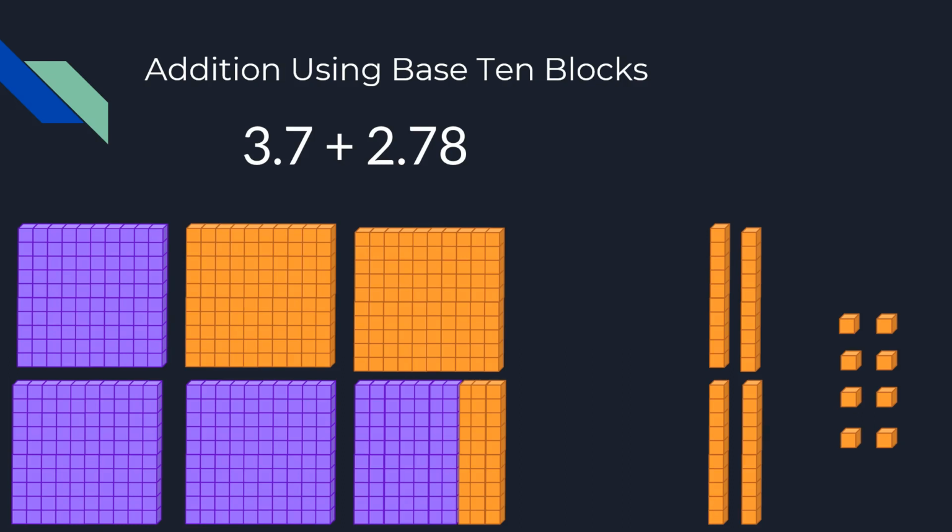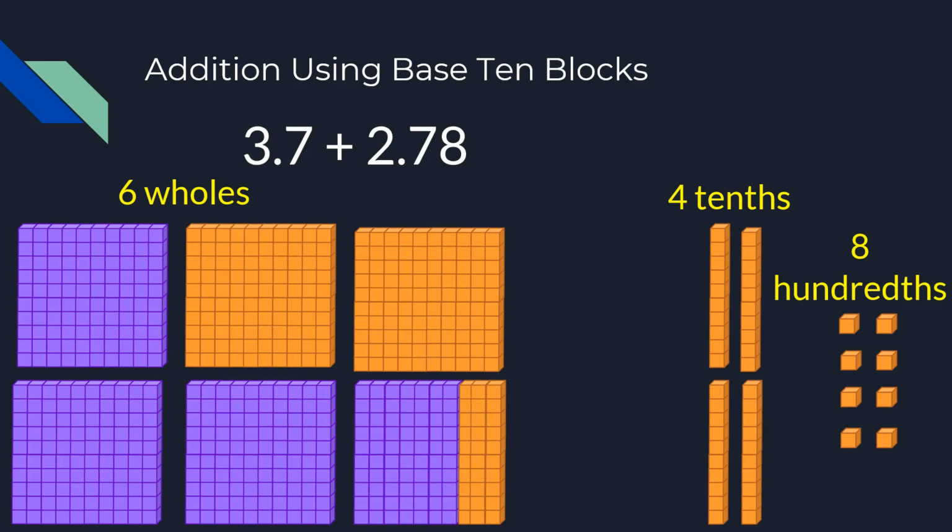So now that we moved 10 tenths into a whole, instead of having 5 wholes, we have 6 wholes. Instead of having 14 tenths, we have 4 tenths, and we still have 8 hundredths. So now we could say our total is 6 48 hundredths. Let's look at another problem.